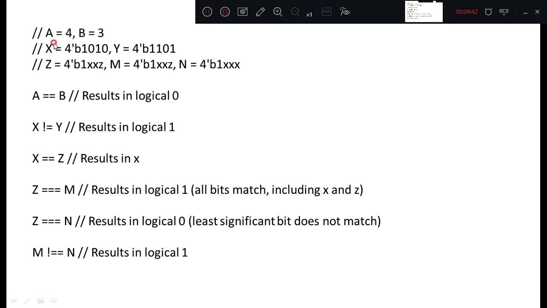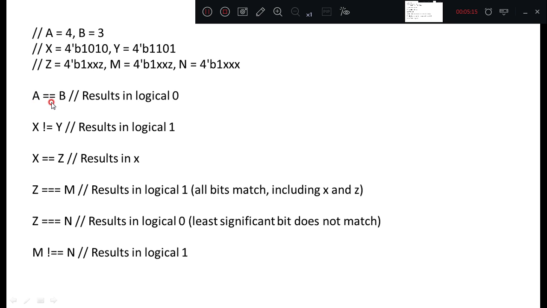If you see the examples here, A equal to 4, B equal to 3, X equal to 4'b1010, Y equal to 4'b1101, Z equal to 4'b1xxz. X and Z are part of the data. M is 4'b1xxz, N is 4'b1xxx. Now here if you observe, X and Z are part of the values for Z, M and N.